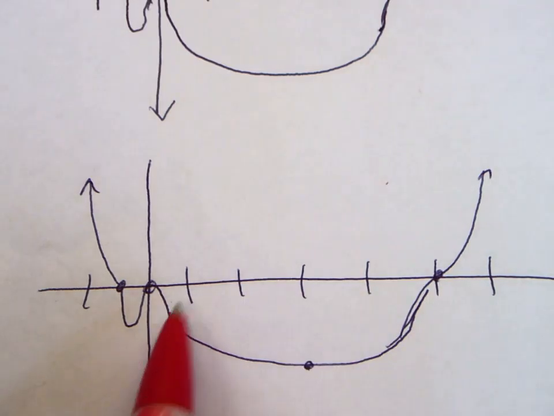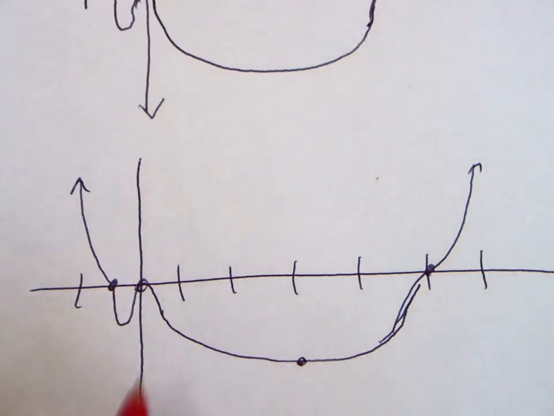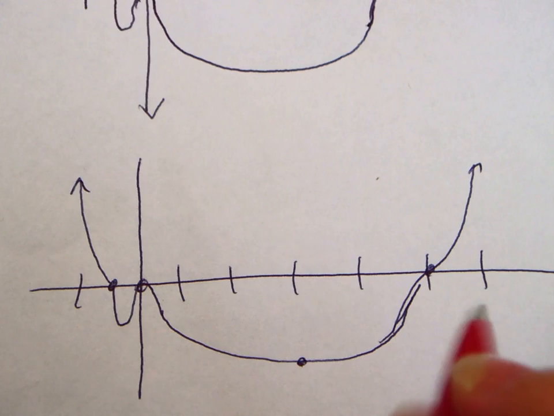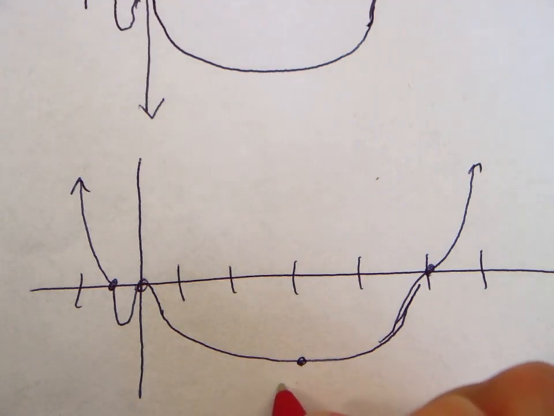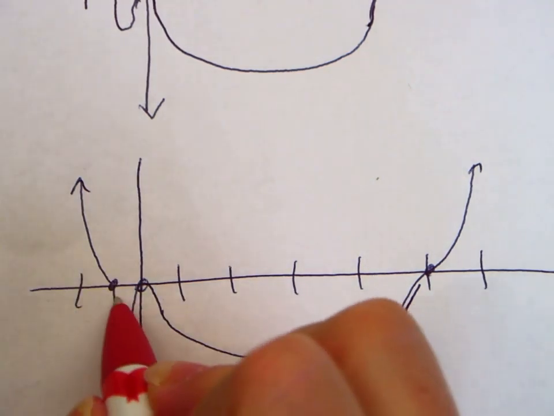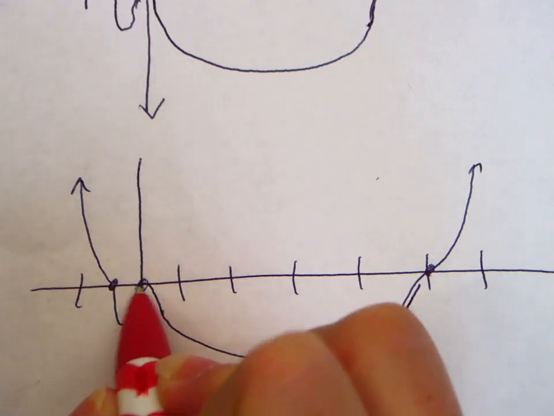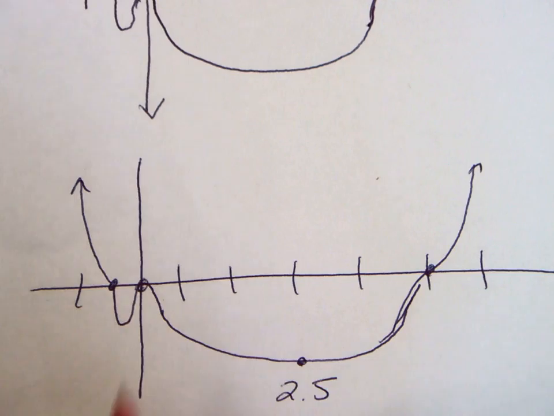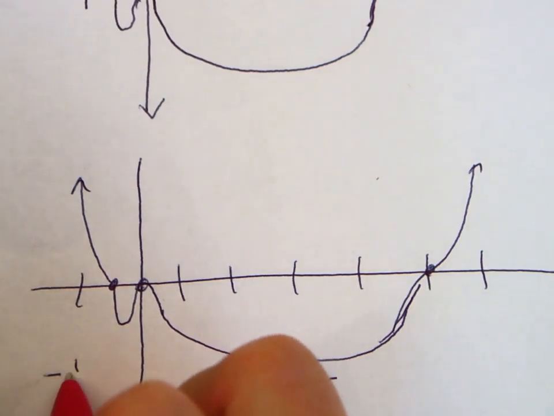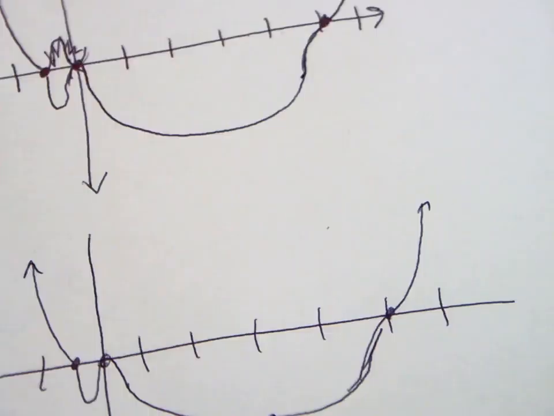is 5. What is halfway between 0 and 5? 1, 2, 3, 4, 5. Halfway between 0 and 5 is 2.5. Now, what's halfway between negative a half and 0? Negative a quarter. Okay, negative a quarter.